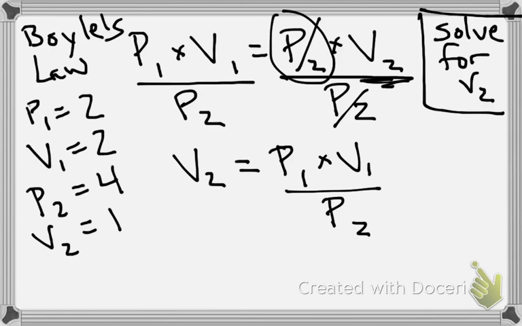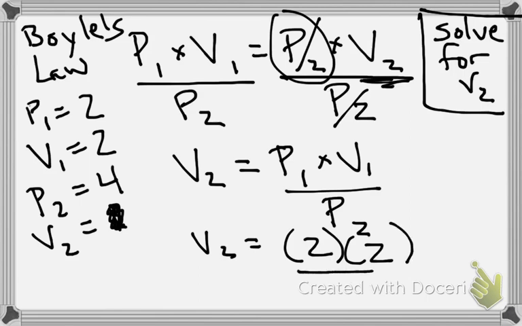So let's plug in these numbers and see what it's going to look like. So V2, I just kind of gave away the answer here. I was doing some quick mental math. So V2 is equal to P1, which is 2, times V1, which is also 2, divided by P2, which in this case is 4. So 2 times 2 is 4, divided by 4 gives us 1.